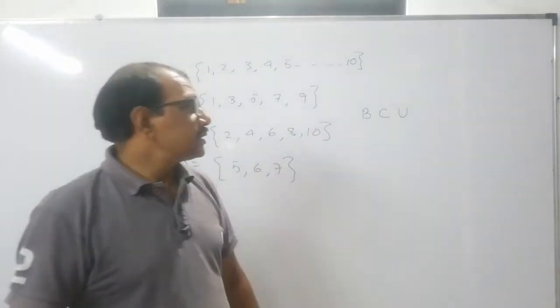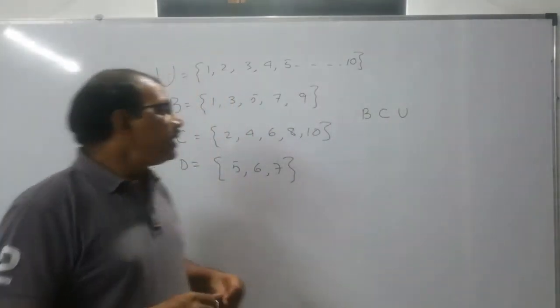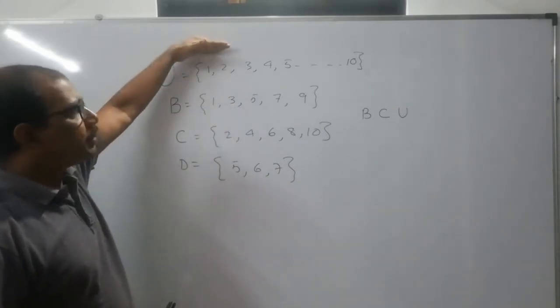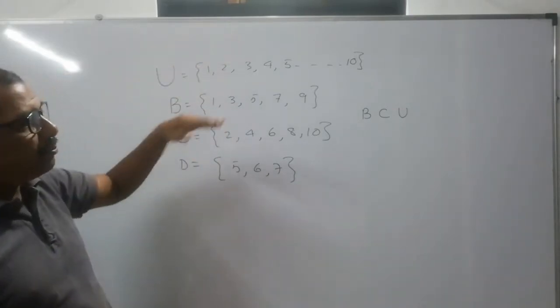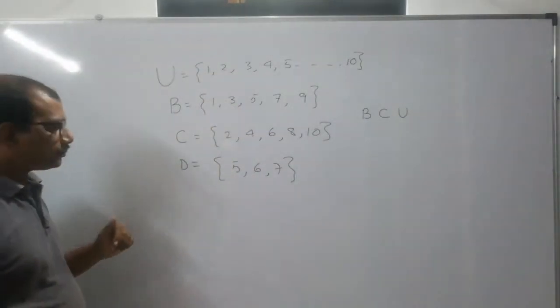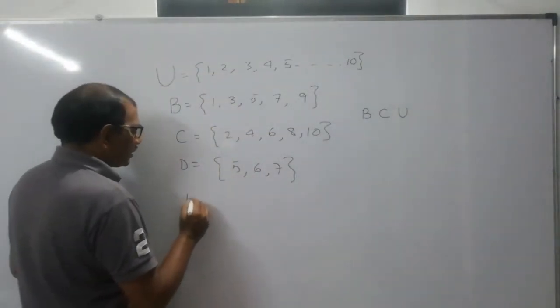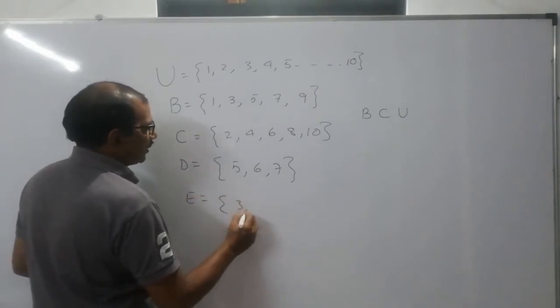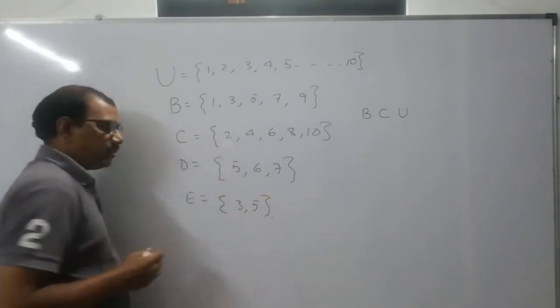B is a subset of U. जब B के सभी elements U में present हैं, then B is said to be a subset of U. In fact, suppose E is another set having elements say 3 and 5. को समझाने के लिए बोल रहा हूँ मैं.